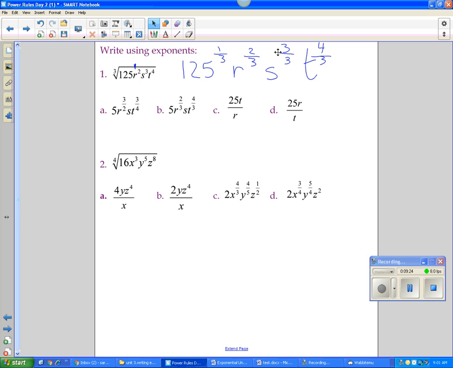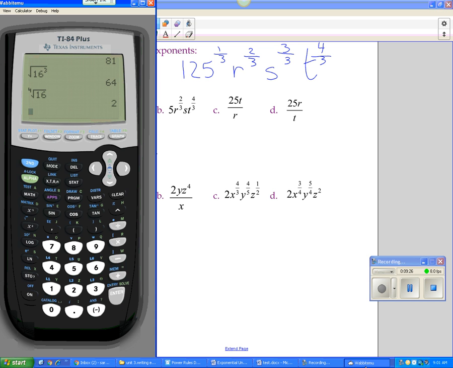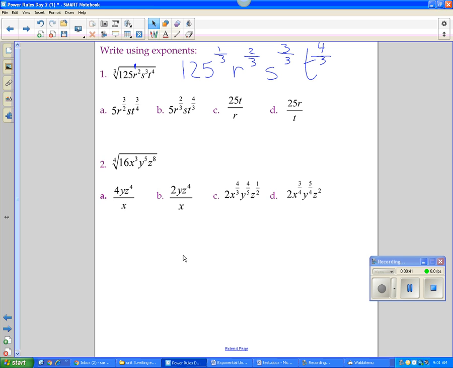Okay. In your calculator, type in 125 to the 1/3. What are you getting? 5. Okay, so what answer choices can I mark out? C and D you can mark out because you got a 5. And then if you look, R is 2 over 3. Which answer choice has it in the correct order? B.